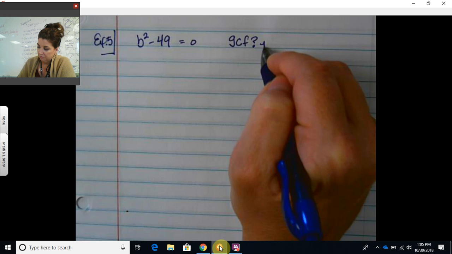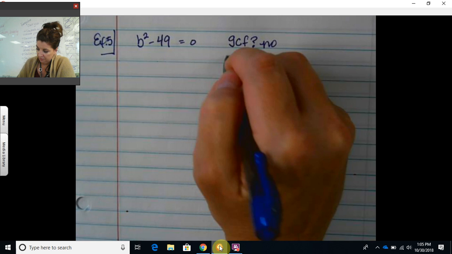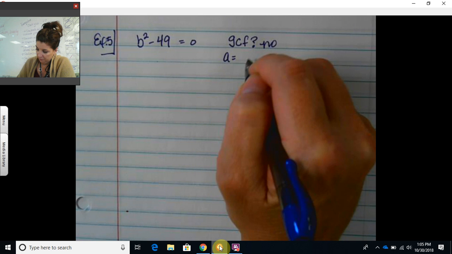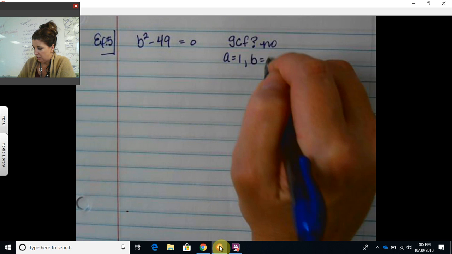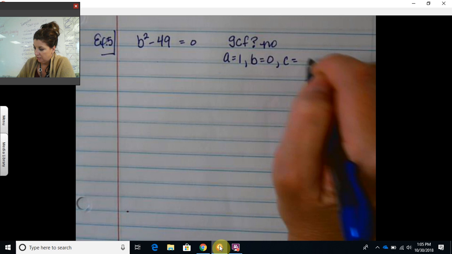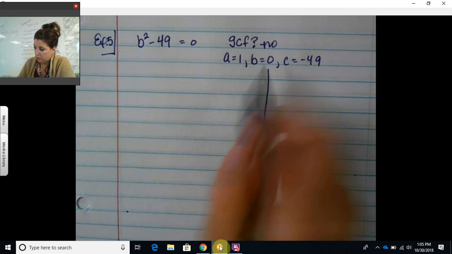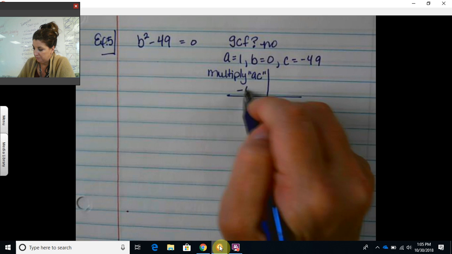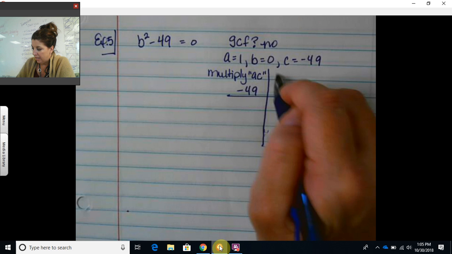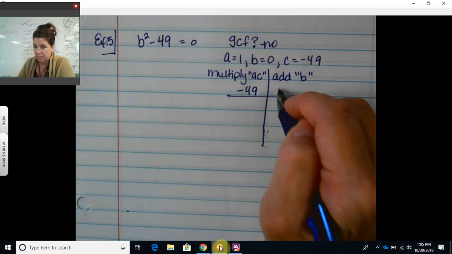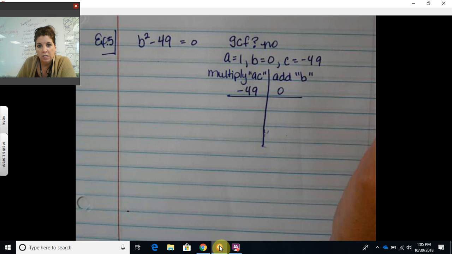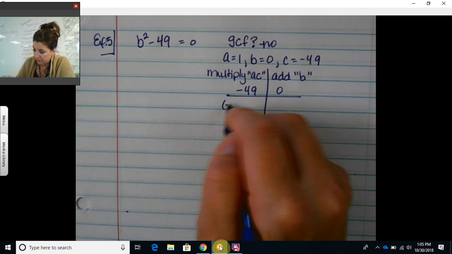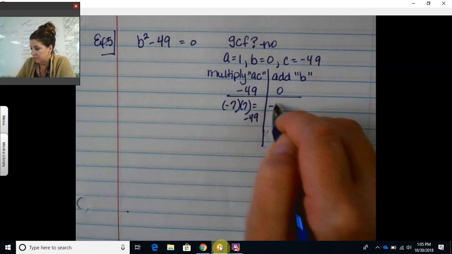No. So what is A? 1. What is B? 0. What is C? Negative 49. So I need 2 numbers that multiply together to get A times C, which is negative 49, and that add together to give me B, which is 0. Alright, negative 7 times positive 7 does equal negative 49, and negative 7 plus 7 does equal 0. We got it.